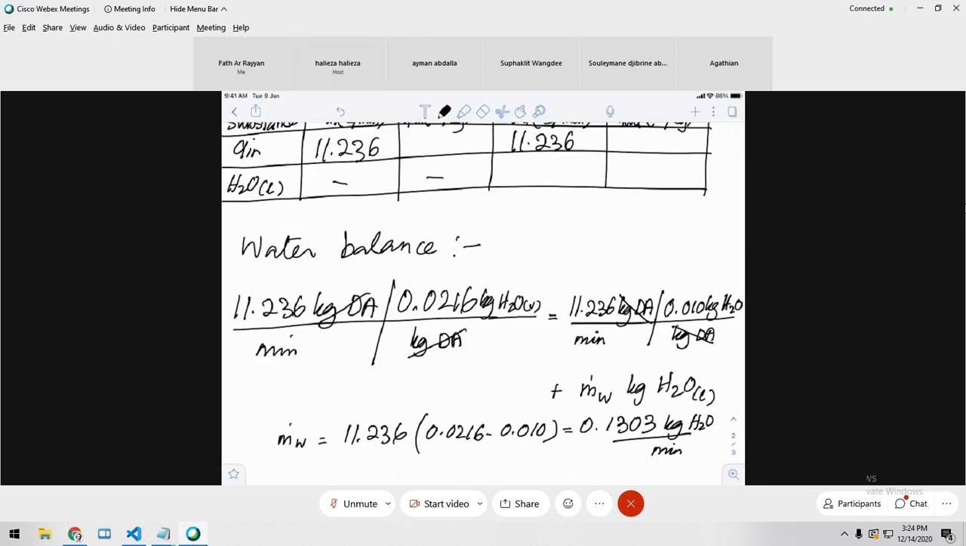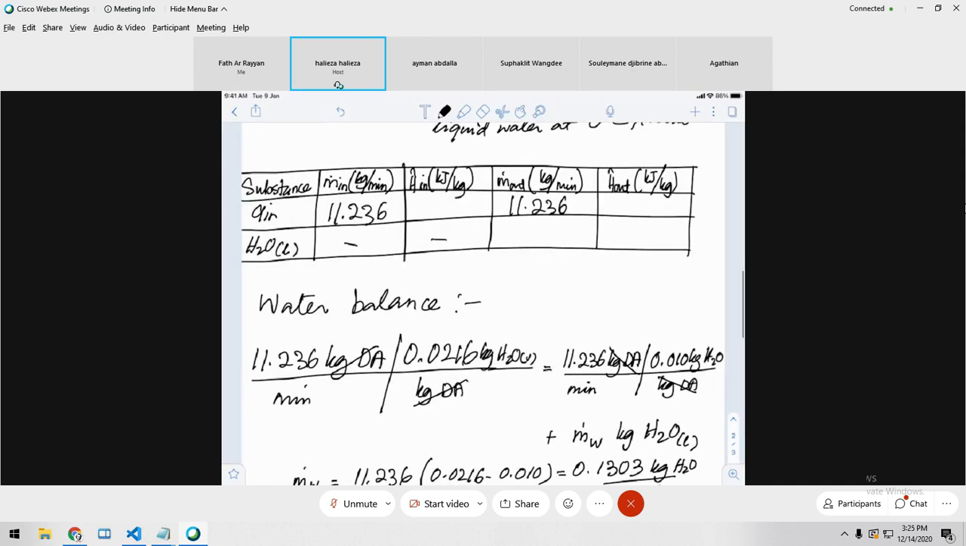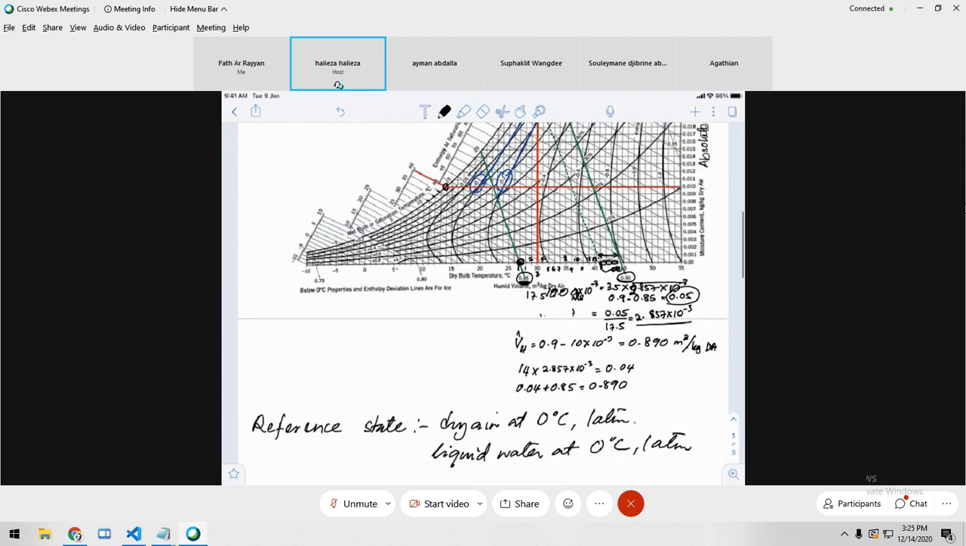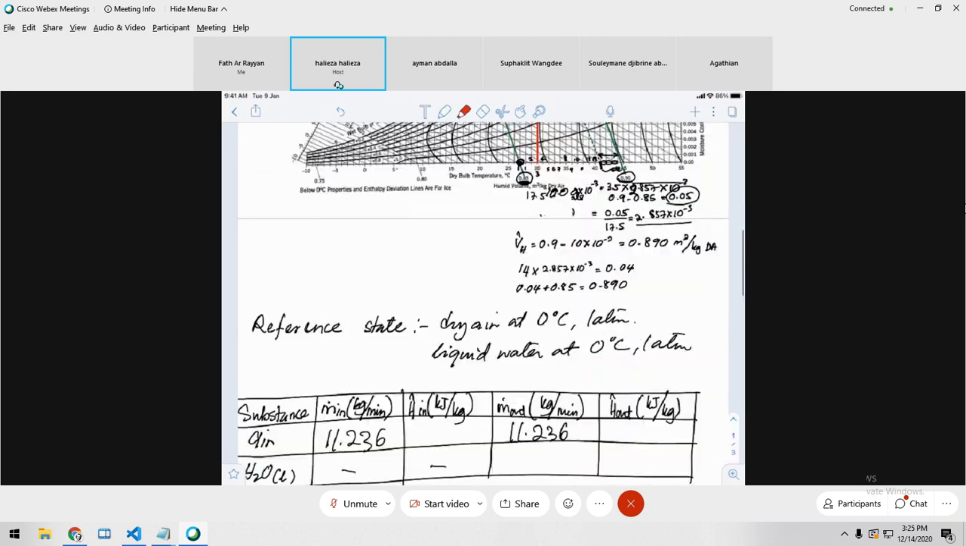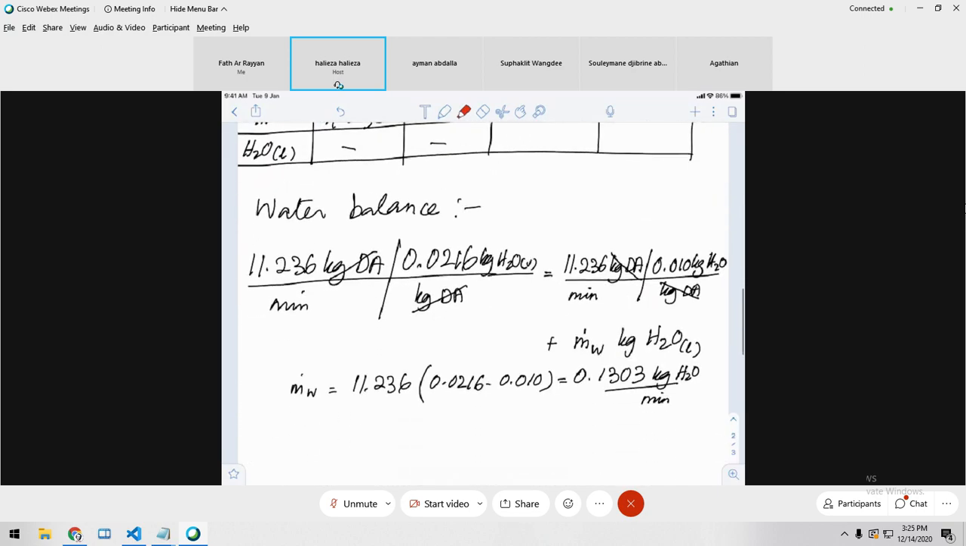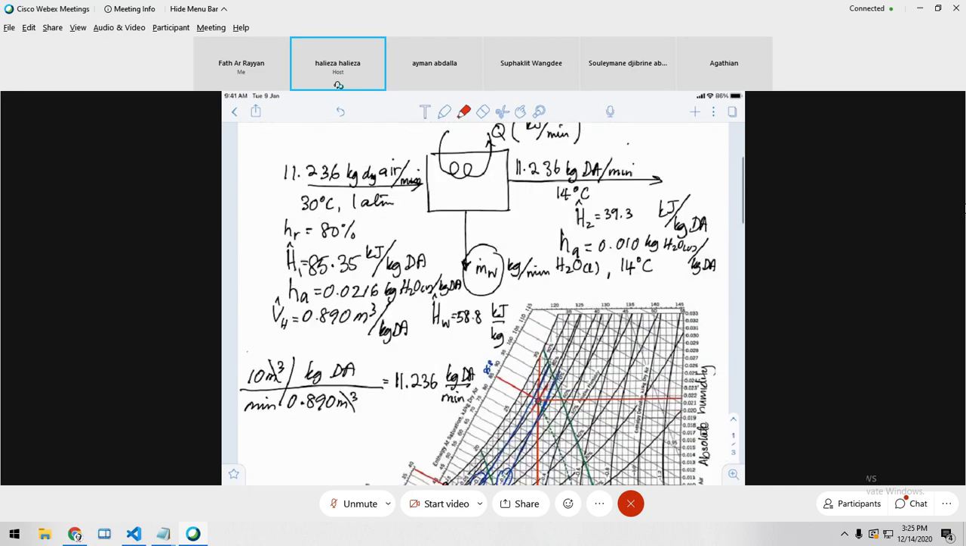Guys, you get the same value? Same, doctor. So let's check our solution. Okay, a bit different. The answer is 0.131. It's very close actually. We managed to get 0.130. That one is 0.131.